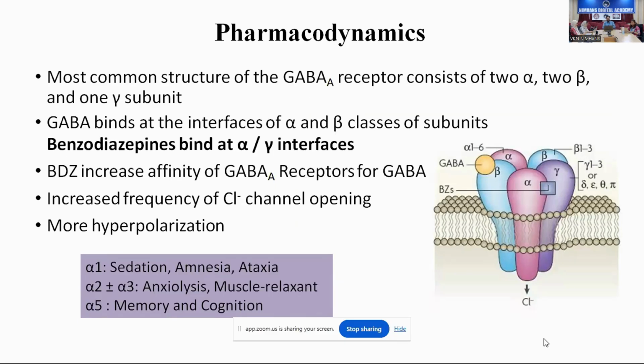The most common structure of the GABA A receptor consists of 2 alpha, 2 beta, and 1 gamma subunit. So if you imagine a pentameric structure with 2 alpha, 2 beta, and 1 gamma subunit, there are 2 alpha beta interfaces and 1 alpha gamma interface. GABA will bind at the alpha beta, whereas your benzodiazepines will bind at your alpha and gamma interface. Another thing: benzodiazepines increase the affinity of GABA A receptors for GABA. And increased frequency of chloride channel opening is how benzodiazepines work, which causes further hyperpolarization. These are the mechanisms of action of the different alpha 1, alpha 2, alpha 3, and alpha 5 subunits. Again, the predominant role is to cause hyperpolarization at the postsynaptic neuron.